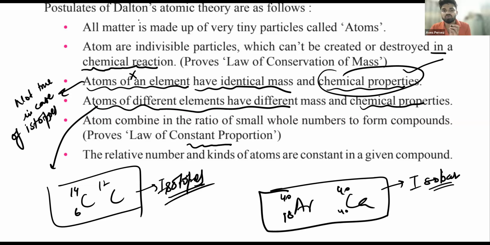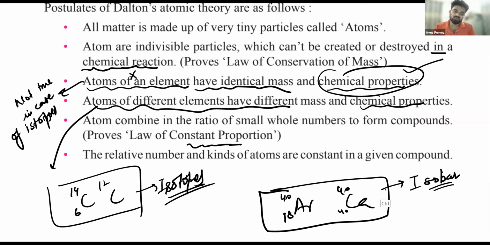Atom is very, very tiny. It is indivisible; it does not get divided. The bonds are broken, but the atom itself is not broken in a chemical reaction. If atoms are not broken, the mass will remain constant, according to conservation of mass. Similarly, atoms combine in a ratio of small whole numbers to form compounds. This proves the law of constant proportion, like we have seen with CO2.